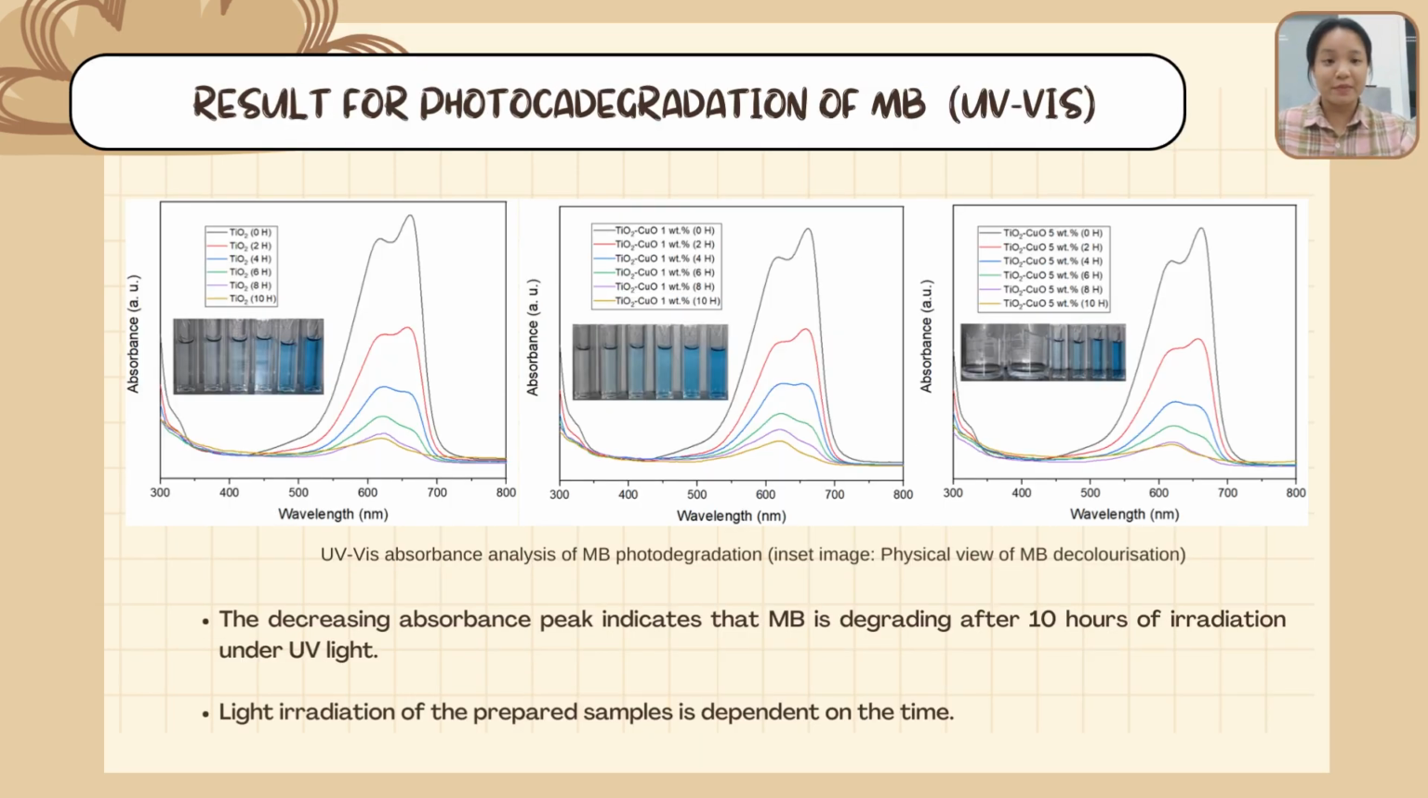As seen from the absorbance versus wavelength graph here, the absorbance peak decreases, which indicates that methylene blue is degrading after 10 hours of irradiation under 100 watt of UV light, and the degradation is dependent on time. From the most right image on the inset image, it shows the physical view of methylene blue decolorization: it is very blue, and then when you go to the most left, it turns almost crystal clear.